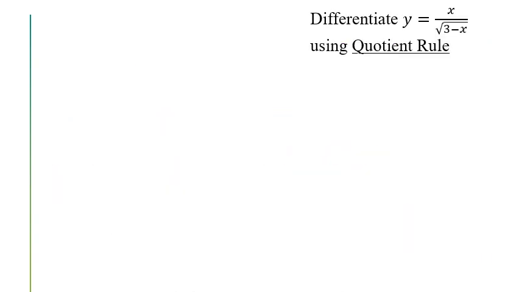Right, so let's do a more complicated one. I will consider this as an intermediate question. So first step is we let the numerator be u, denominator be v. Step number 1: let u equal x, v equal square root of 3 minus x. So our du over dx will be equal to 1.